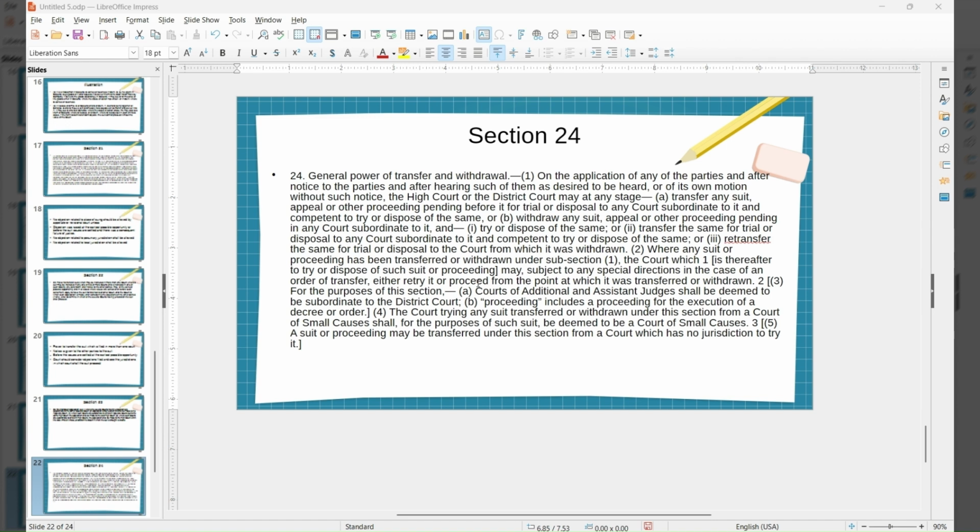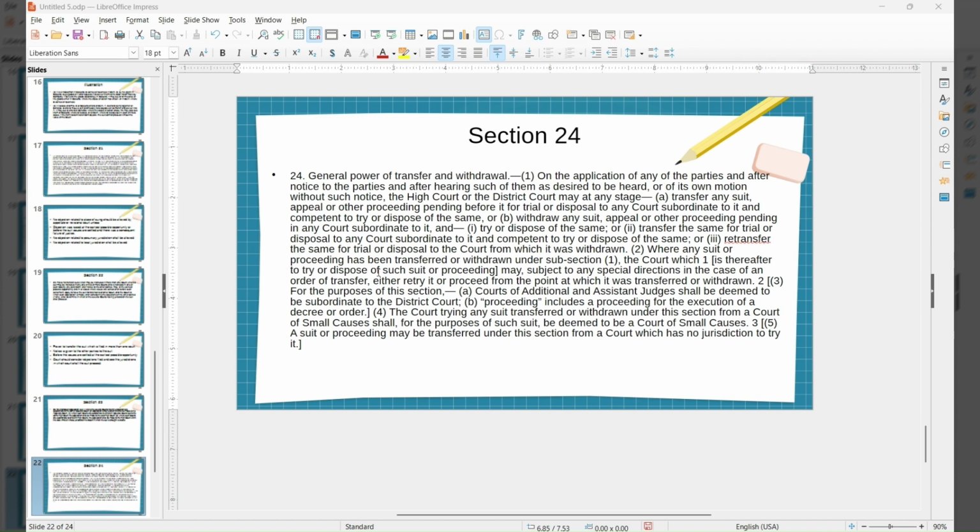This section can be used if section 22 does not apply. It is much broader and more flexible. What subsection 1 speaks about is the powers of the High Court and District Court. At any stage of the case, they transfer cases as per the application submitted by the party. They may transfer any suit, appeal, or proceeding pending before themselves to any subordinate court that is competent to try it.